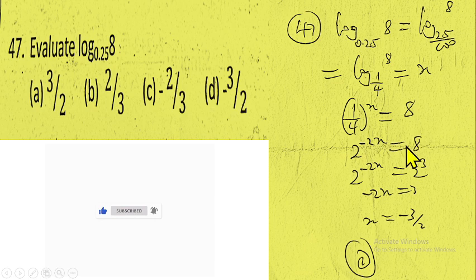Then change this 8 to an index form, that gives us 2 raised to power 3. The base will take care of the base. You have minus 2x equals 3. Divide both sides by minus 2. That will give us x to be minus 3 over 2. And if you look at the options provided, option D is the correct option for question number 47.